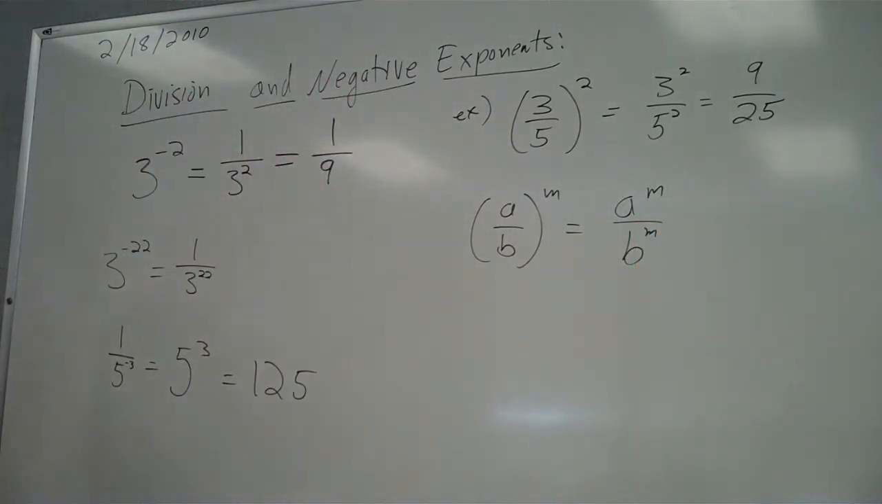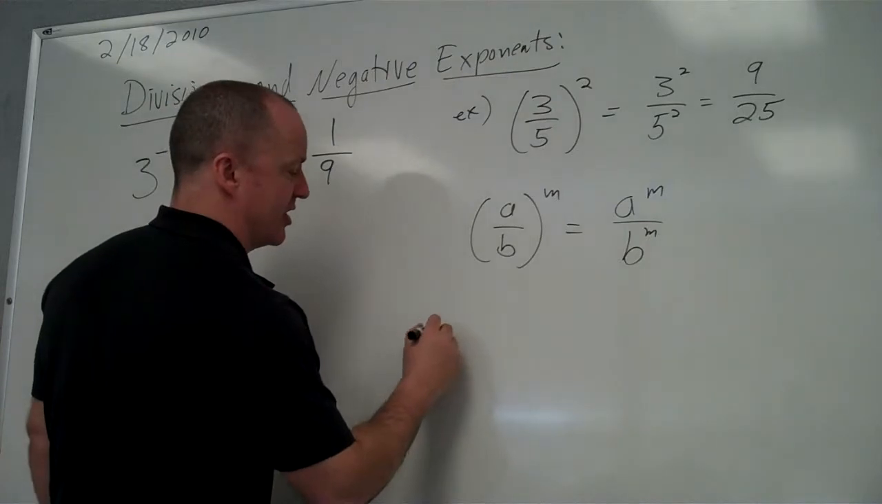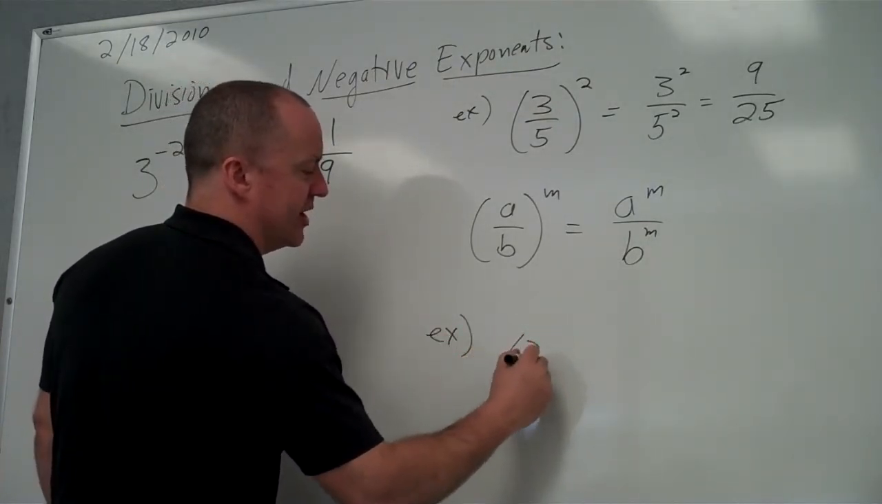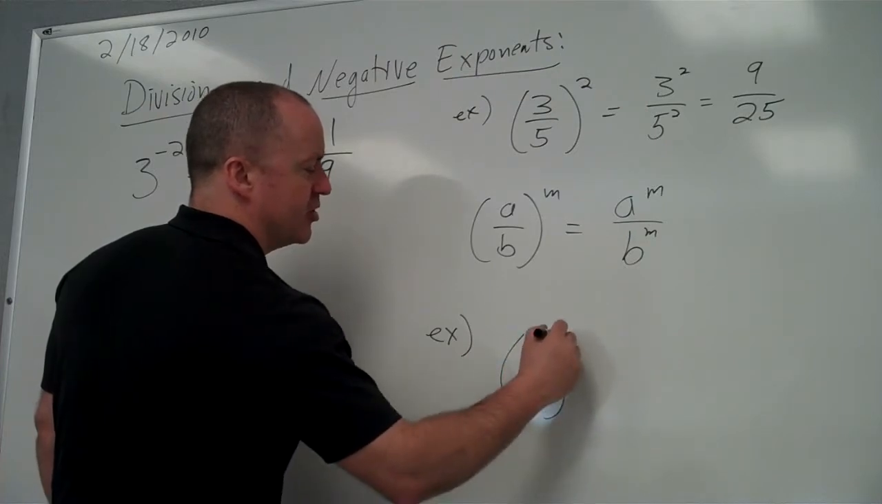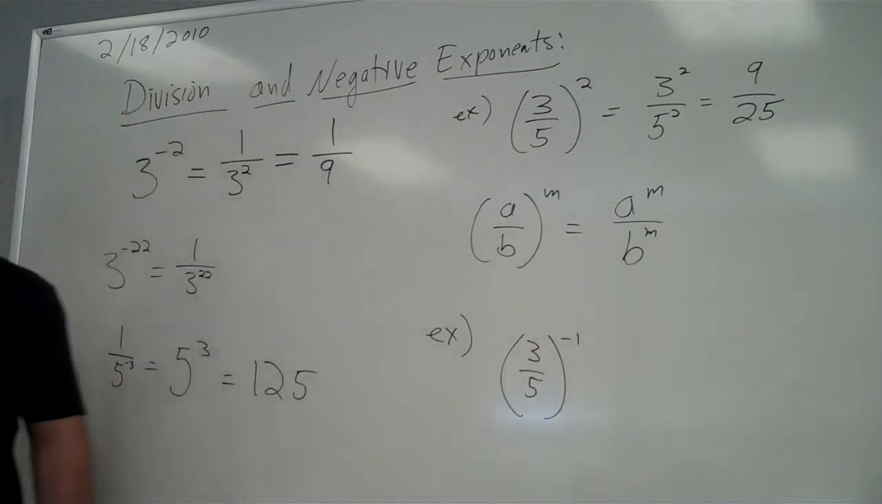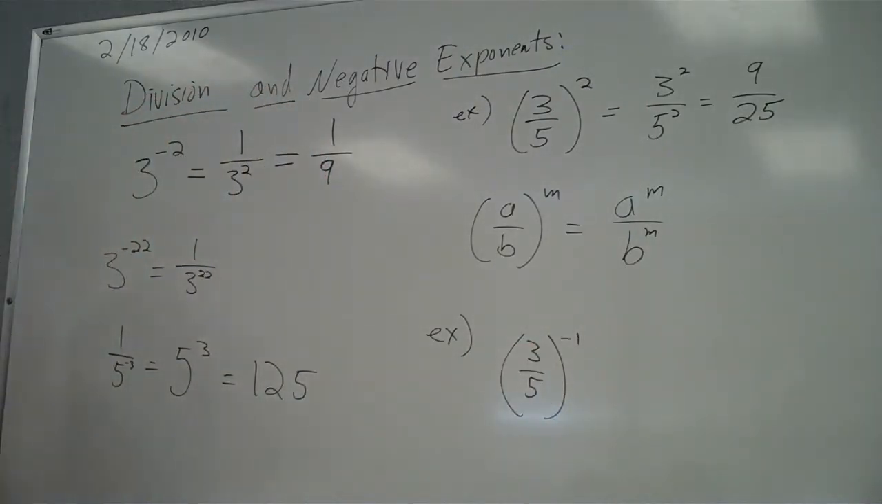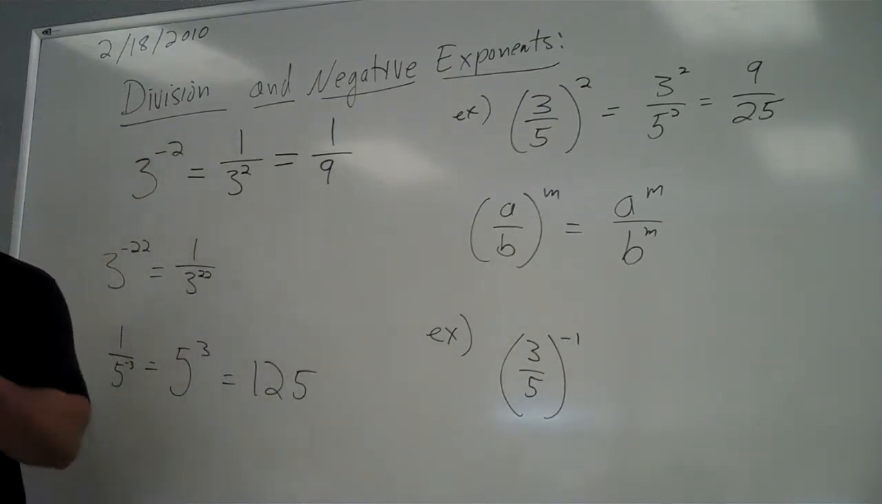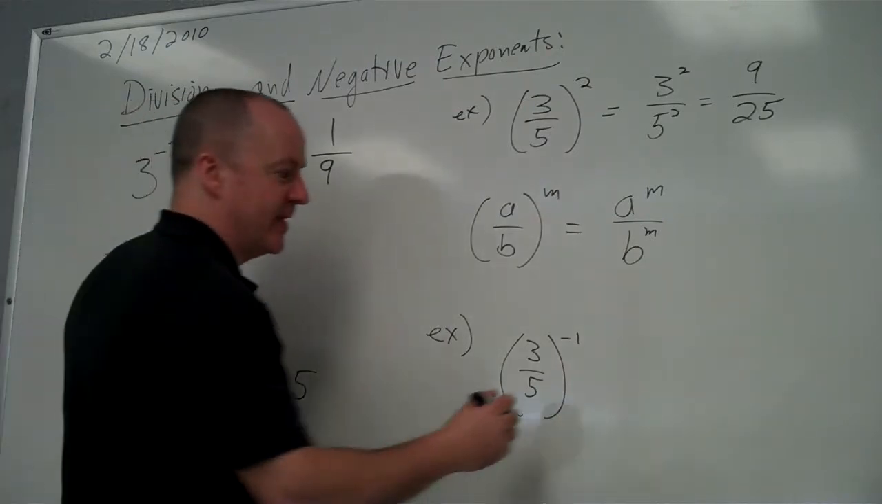Okay? Now, let's say there's a negative there. Here's another example. Let's say we have 3/5 and I want to go to the negative 1 power. Would you make everything negative? No, not negative. This isn't like multiplication. A lot of kids mix that up. Negative exponents don't have anything to do with negative or positive signs. They have to do with flipping to the other side of the fraction bar.